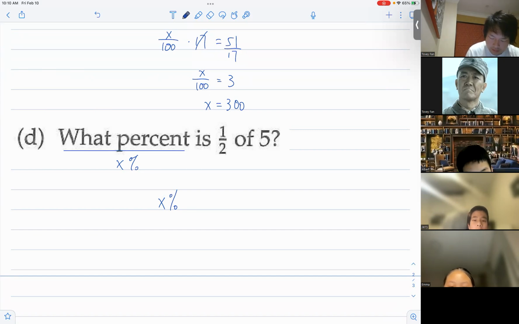Okay, I think you can only write x% times 5 is 1/2. Not the other way around. Okay, I got what you meant here. So Albert, this is not asking what percent is this number. You cannot treat this as a number and then ask what percent is it. It's not what it's asking for.